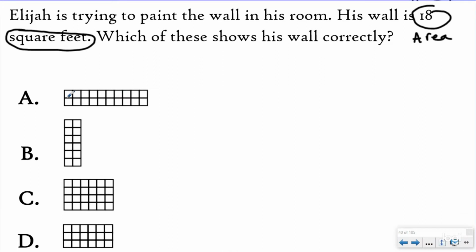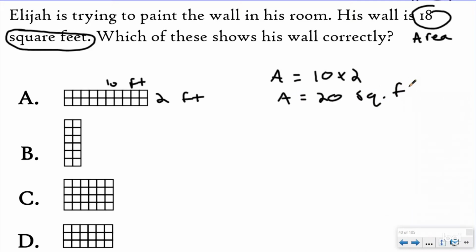If I look right here, I see I have a width of 2, and a length of 1, 2, 3, 4, 5, 6, 7, 8, 9, 10, so 10 feet. And so if I do my area formula, I could do area equals 10 groups of 2, and that is going to give me an area of 20 square feet. I abbreviated square with SQ, so I know A cannot be the answer.